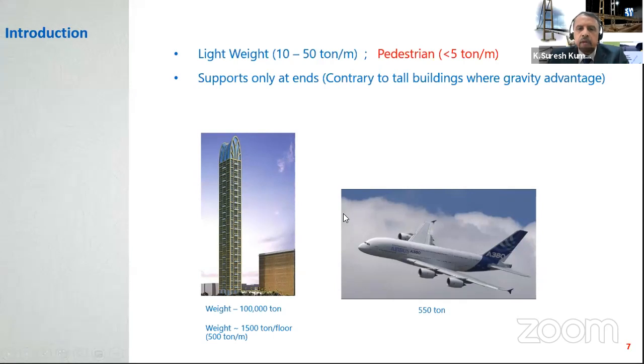But just compare against a building. That is the whole point of bringing this up. In this building, the weight is 100,000 tons and the weight per floor is approximately 1,500 tons. Per meter, it's approximately 500 ton per meter. So we are talking about something like 10 times higher weight than a bridge, and plus gravity is to its advantage. Now this bridge is hanging on cables, supported by pylons, so it is more like a very unstable structure if you don't take care of it properly.